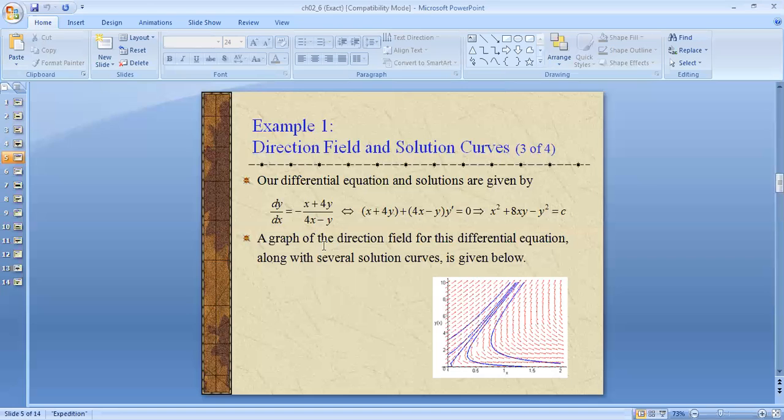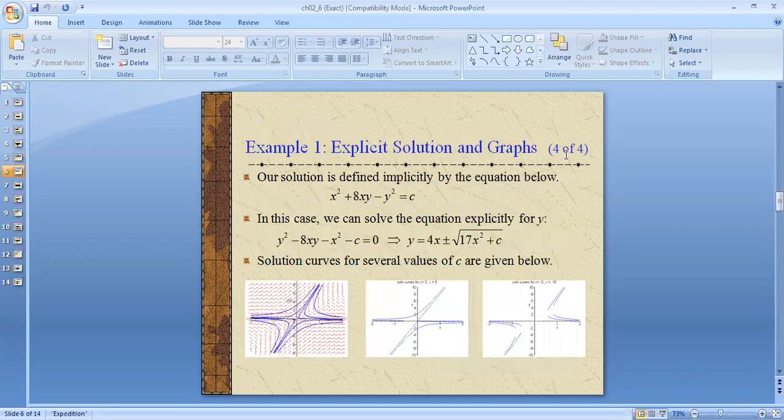Actually, the direction field for this differential equation, along with several solution curves, is given by value. That means for several values of c we get these curves, 1, 2, 3, 4, 5, right? You can plot these curves if you solve it with MATLAB. Okay, now the explicit solution of this given equation.